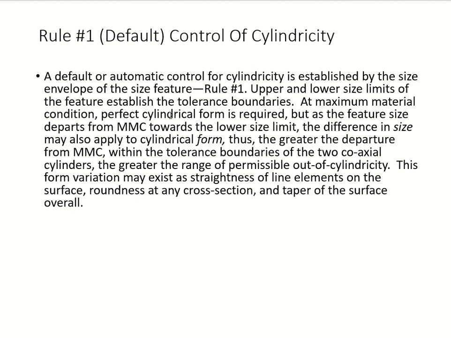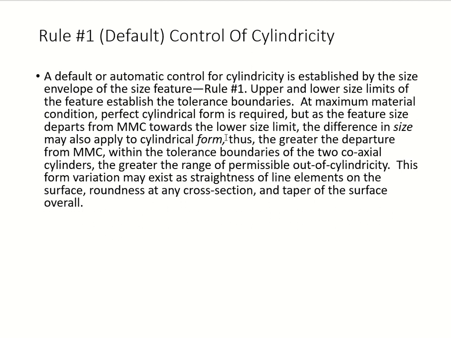So MMC, again, is your perfect cylindrical form. Every time you see MMC, you understand you have to put the perfect form right in there. If that's a cylinder, circular, yes? So perfect cylindrical form is required. But if the feature size departs from MMC towards the lower size limit, then you're going to have to deal with your difference in size, which may apply to your cylindrical form.